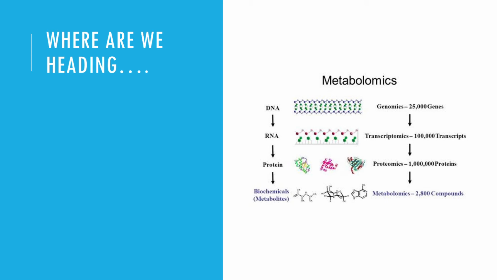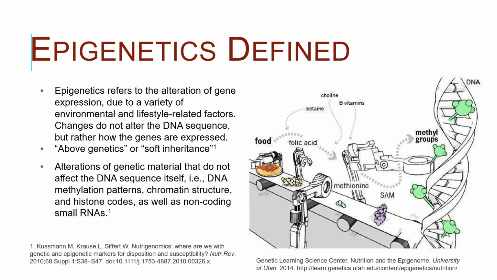With the biochemicals called metabolites, or the study of metabolites and how they affect us, we're really looking at a very small amount of compounds, which is why this is the area that a lot of research is targeting. And remember, the word epigenetics is altering the gene expression. You're not necessarily altering the gene, you're just altering the gene expression due to changing environment or lifestyle factors, right? They do not alter the DNA sequence, but rather how the DNA is going to be expressed.